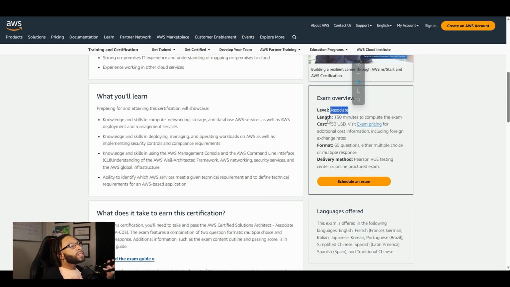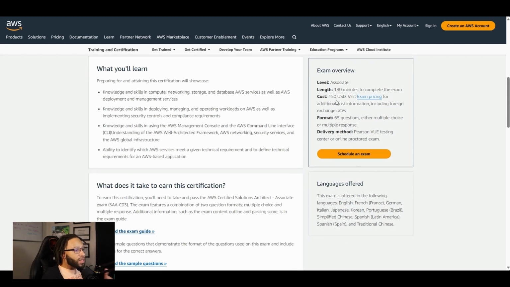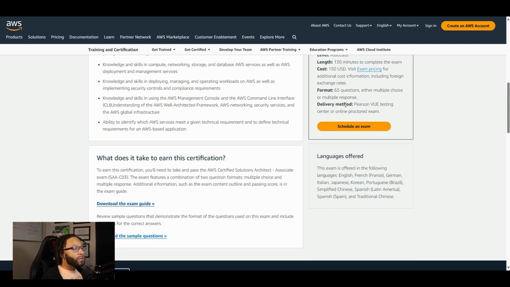This exam is an associate level exam. It's about 130 minutes to complete, so roughly 2 hours and 10 minutes. The cost is 150 USD. The format is 65 questions, either multiple choice or multiple response. And of course, if you wish to take it in a testing center, you can, as long as they have Pearson VUE, or you can take it online at home.